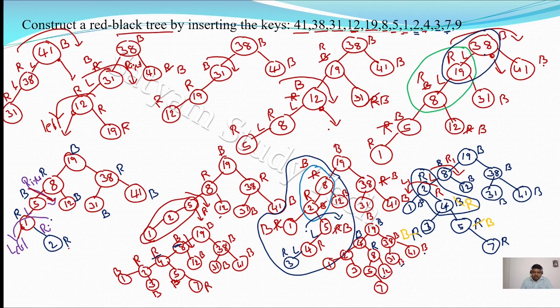Okay, 12 color is black color, here you can see. Okay, 7 is red color, 5 is black color and 3 is black color. Now okay, 1 is black color, 2 is red color. Now again you can check, is there any problem here? In this path there are 3 blacks, this path also has 3 blacks, this path also 3 blacks, this path also 3. Okay, so each and every property is satisfied. So this is the red black tree, still it is a red black tree.